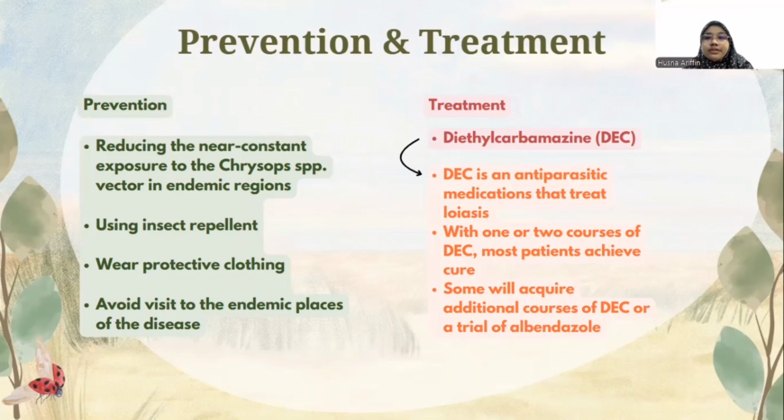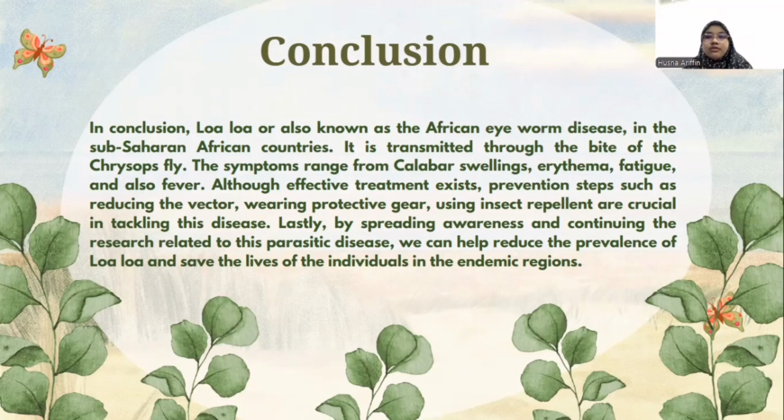For treatment, we have diethylcarbamazine, or DEC. This is an antiparasitic medication, and one or two courses of DEC will mostly cure the patient. Some will require additional doses of DEC and or a trial of albendazole, which is the alternative treatment for loiasis.